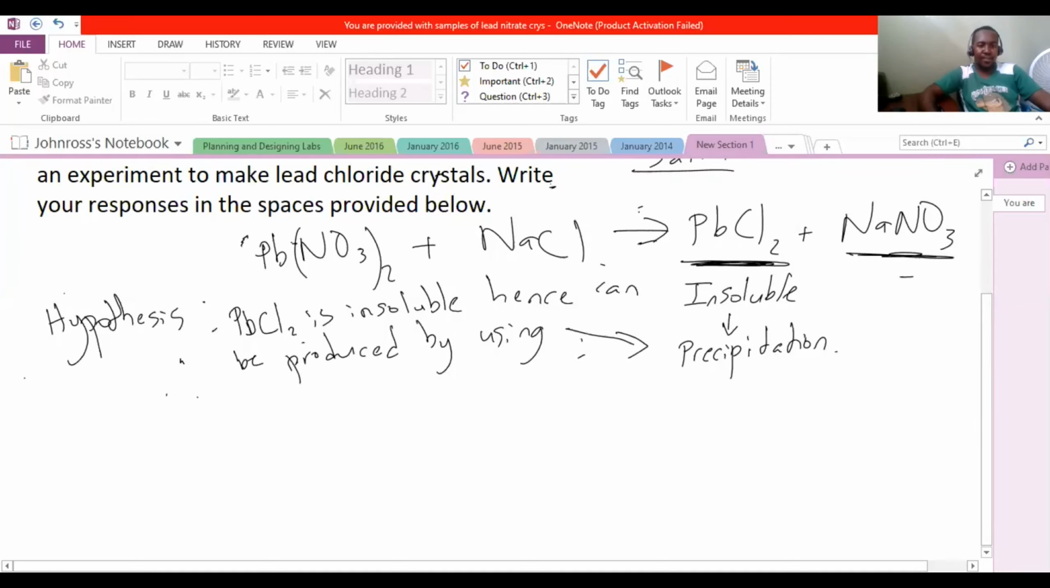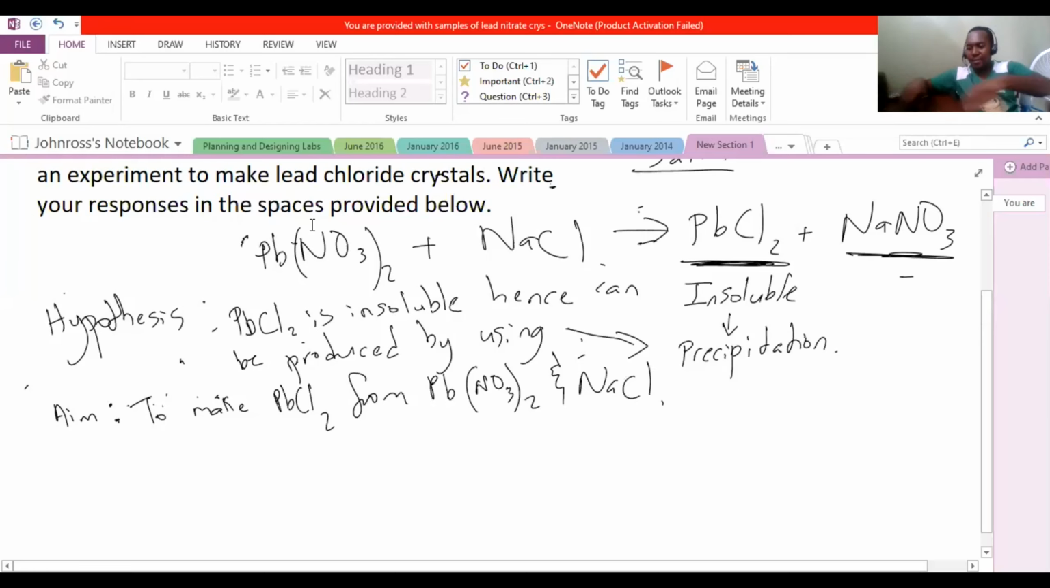Now let's look at the aim. That's where you say what you are going to do: to make lead chloride salt from lead nitrate and sodium chloride. So to produce PbCl2 from Pb(NO3)2 and NaCl.